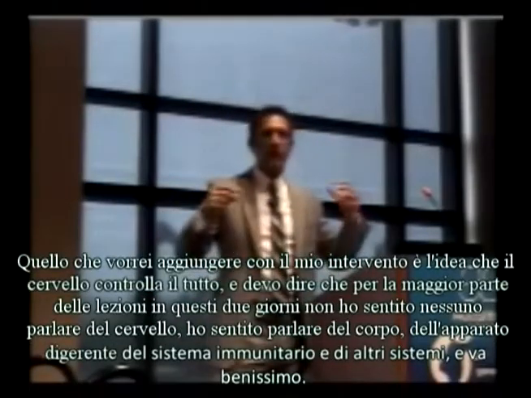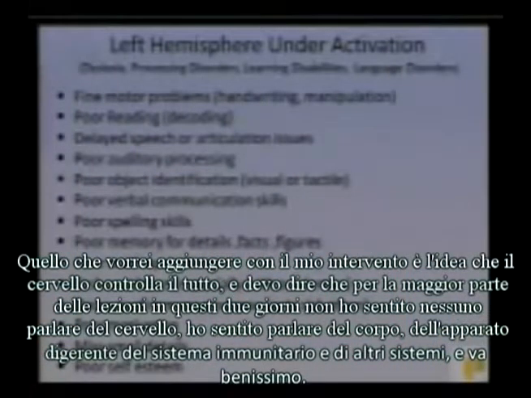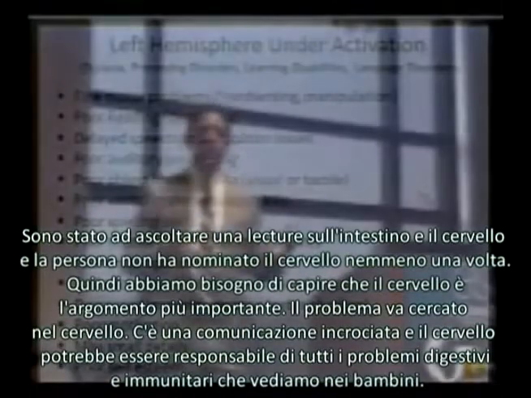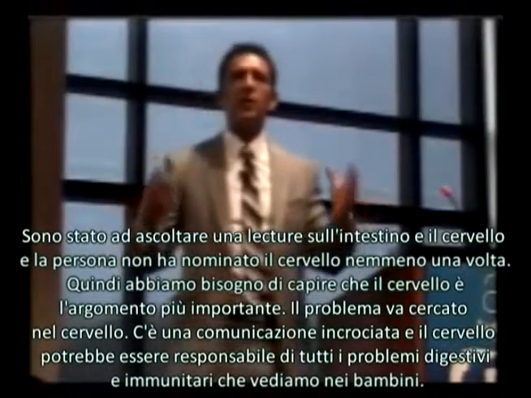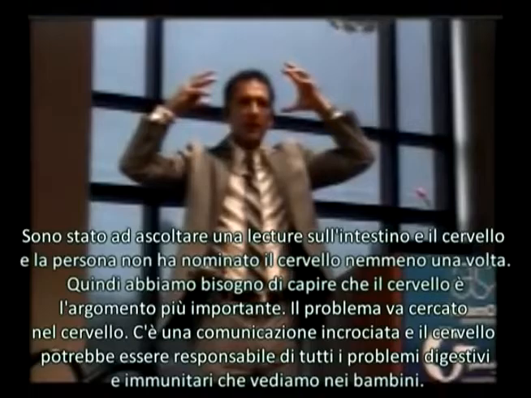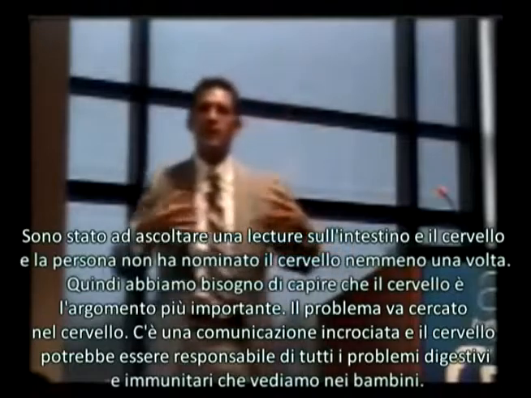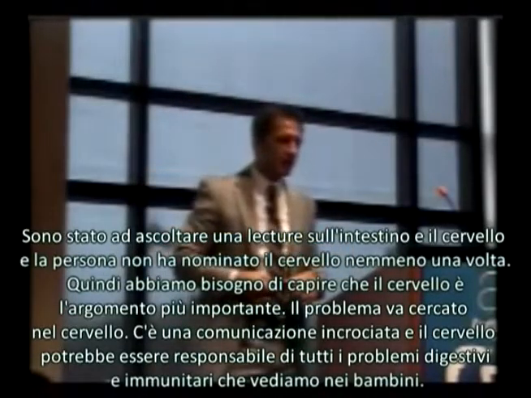And this is where what I want to try to add to this is the idea that the brain is controlling this whole thing. And I have to say that for the most part, through this whole course of the last few days, I haven't heard anybody talk about the brain. I've heard them talk about the body. I've heard them talk about the digestive system and the immune system and the structural system, and that's great. I went to a lecture on gut and brain, and the person never mentioned the brain once. So we need to understand that the brain is the most important issue. The brain is where the problem is, and that there is a crosstalk, but the brain could be responsible for all of the digestive and immune issues that we see with children.